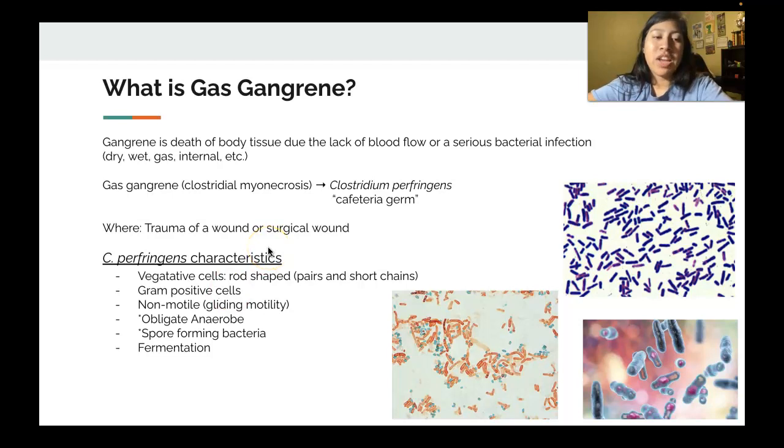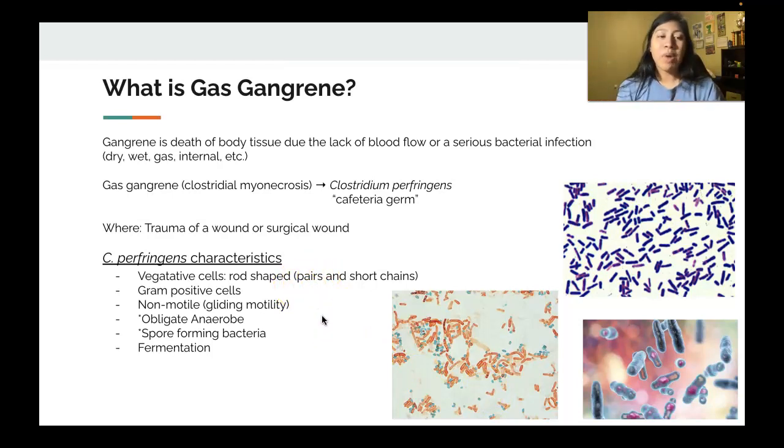So, what are some characteristics of Clostridium perfringens? In its vegetative cell form, its shape is a rod, and it's normally found in pairs and long chains. If you could see this endospore stain right here, you can see the chains, like the V shape right here. It's just two of the bacteria together.